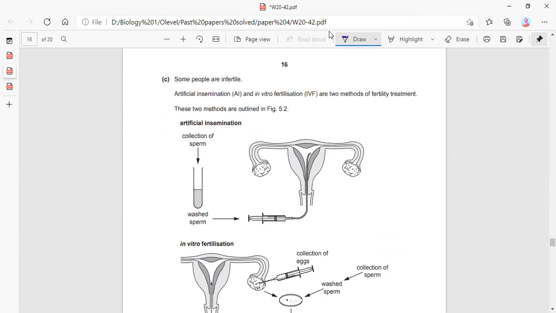C. Some people are infertile. What does infertile mean? They cannot give birth. They cannot have children naturally. Since they cannot have children naturally, we can do some kind of treatment. I have two things: one called artificial insemination and one called in vitro fertilization. I must know very well the difference between these two.